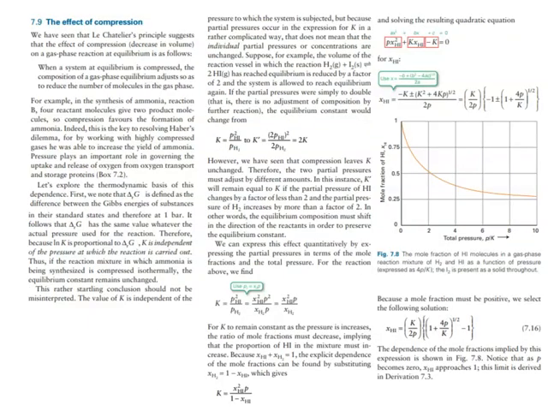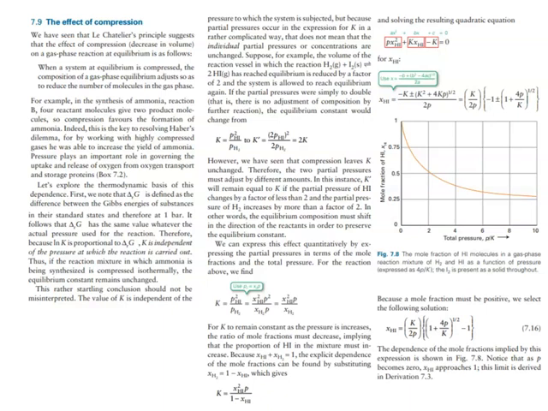So we talked about temperature. Let's talk about compression. We've seen that Le Chatelier's principle suggests that the effect of compression, a decrease in volume, on a gas phase reaction at equilibrium is as follows. When a system at equilibrium is compressed, the composition of a gas phase equilibrium adjusts so as to reduce the number of molecules in the gas phase.